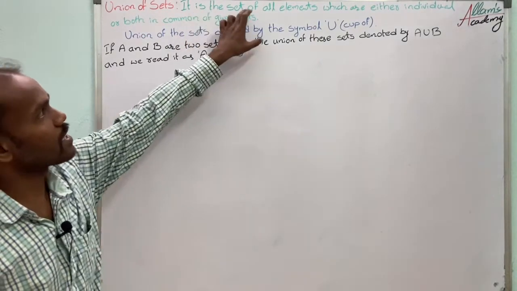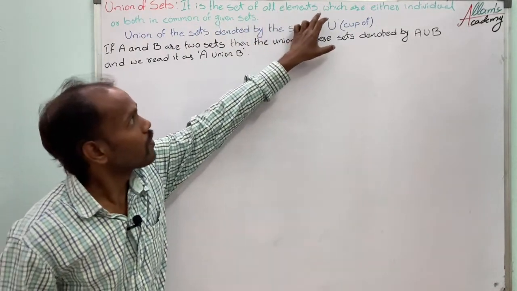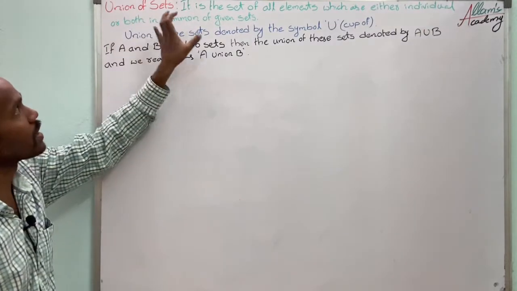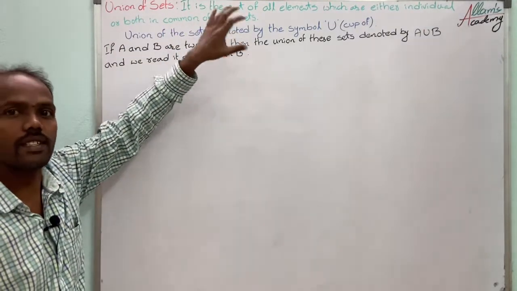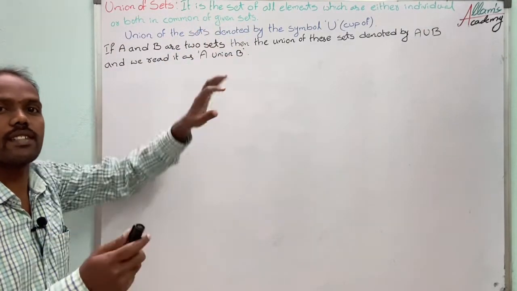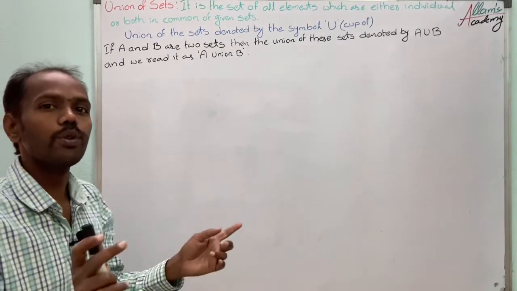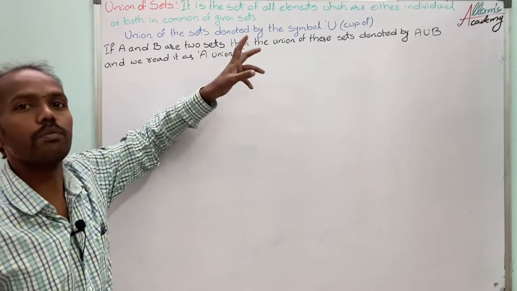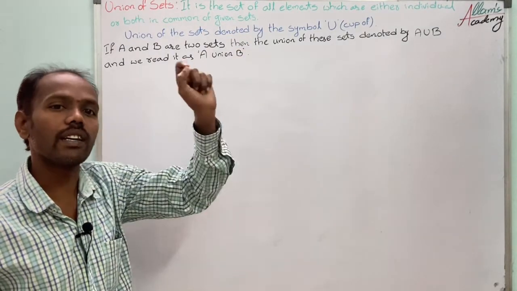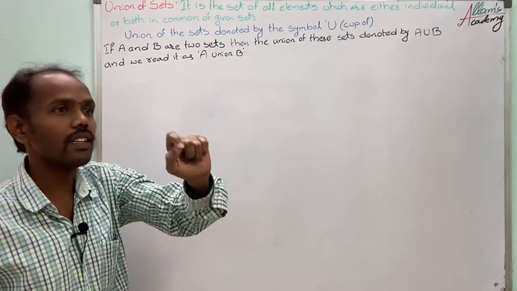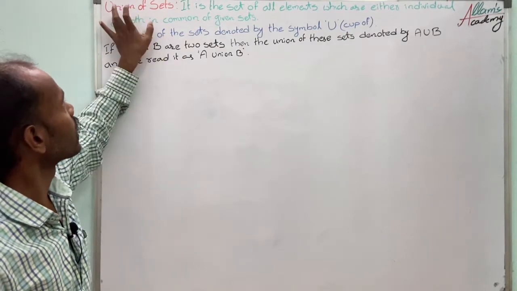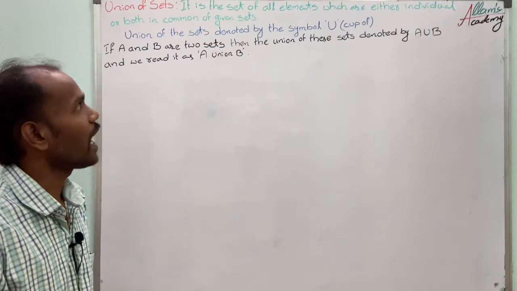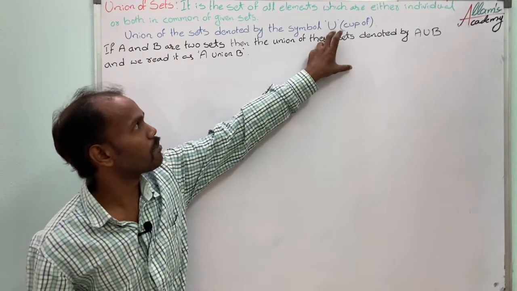So it is the set of all elements which are either individual or both in common of the given sets. That means, whatever sets are given, the elements present in both sets, or in any one set, will be written under the union of sets as a single set, and it is denoted by the symbol ∪.